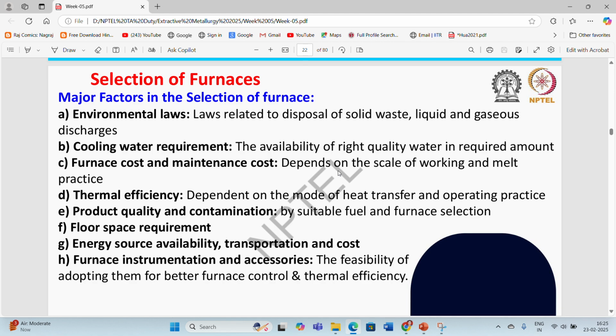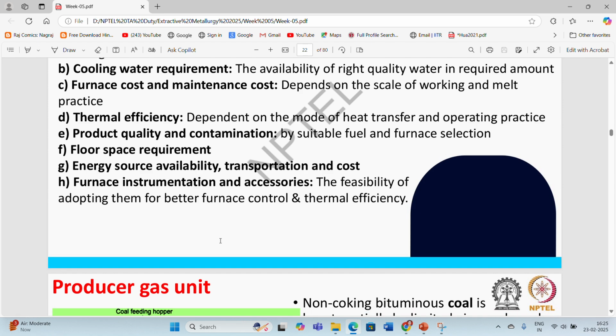When we talk about heat treatment operation, we cannot go with a harsh furnace or a chemically reacting furnace. We have to provide the fuel source as oil or gas, so that we can get proper thermal efficiency during the operation. Then product quality and contamination are affected by suitable fuel and furnace selection, floor space requirement, energy source availability, transportation and cost of that particular energy source, like what type of energy source we are trying to use in that furnace.